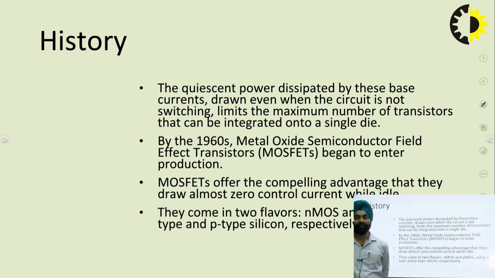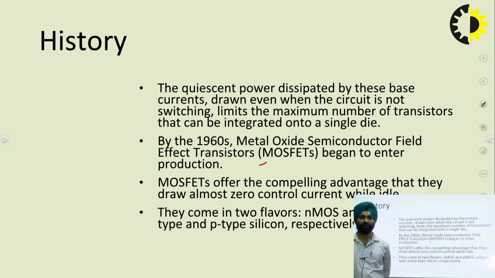To tackle this problem, in 1960 the first MOSFET was used to replace the BJTs. So the MOSFET was a transistor that has low leakage current. If we have zero input, if we do not want to control, we give zero control current, there is no leakage current.